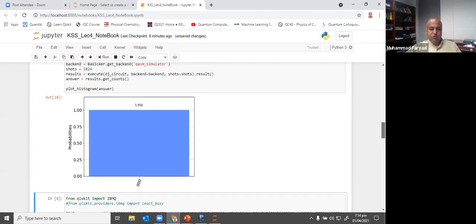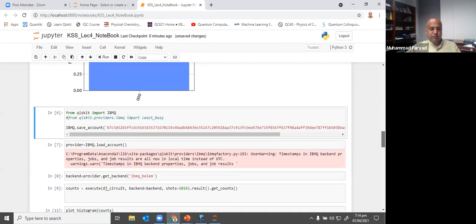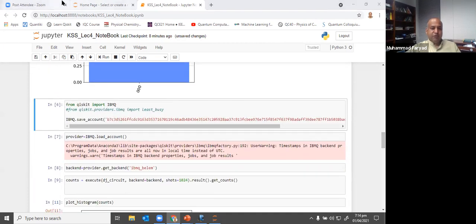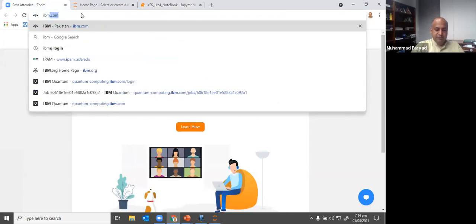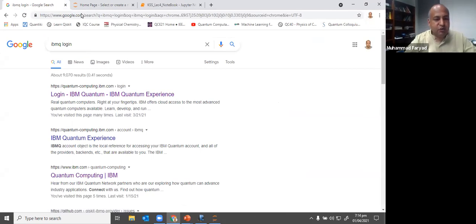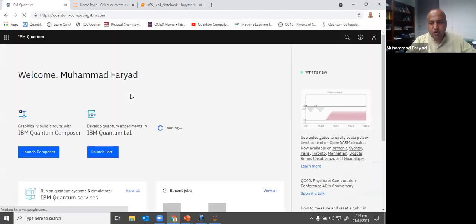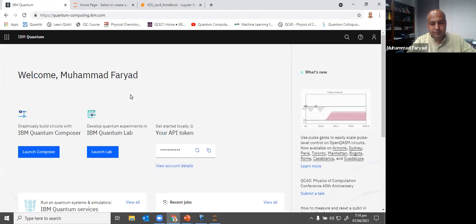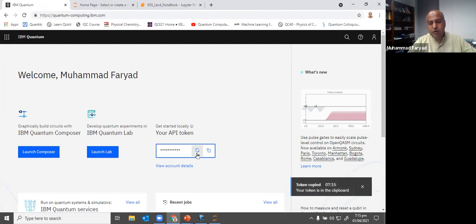Okay, so let's see how you can implement it on a quantum computer. For that, let me go to the IBM account. I hope all of you have already made an account there. If you log in there, okay, I have already logged in. To run a program, you need to go to this front screen and copy your API token. So you press this button, and the token is copied. You can generate a fresh token by clicking on it here.